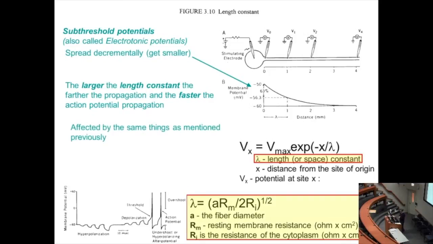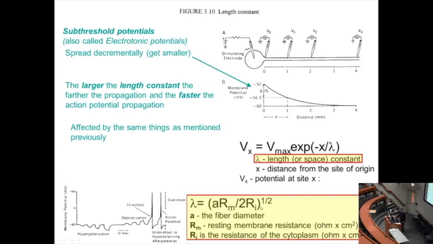And the length constant is calculated with that equation, which I do not expect you to memorize, but you should know the relationships. Because what it does is it quantifies a lot of the things that I just listed on the last slide. Large length constant, fast propagation. A stands for fiber diameter. Fiber diameter goes up, propagation rate goes up. Membrane resistance. As membrane resistance goes up, that means fewer open potassium and chloride channels in that membrane. The larger the length constant and the faster the propagation.